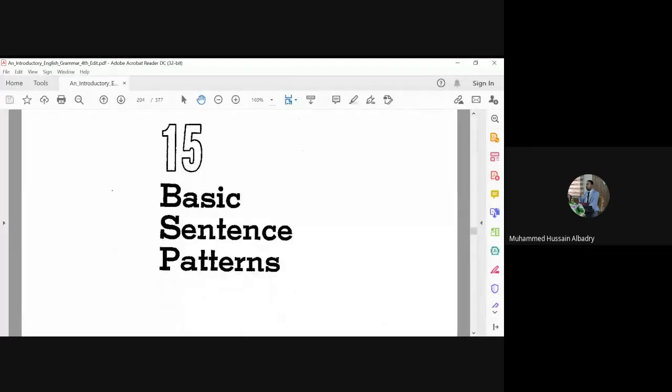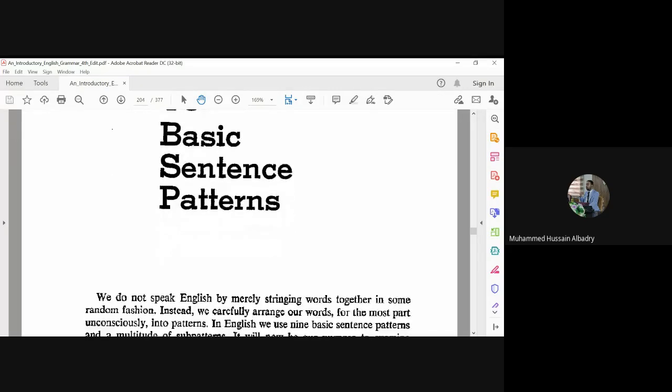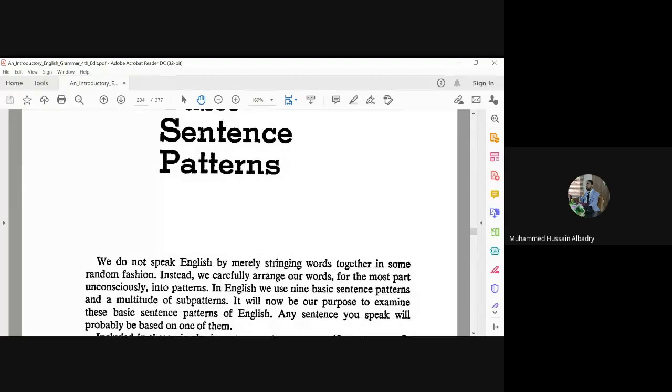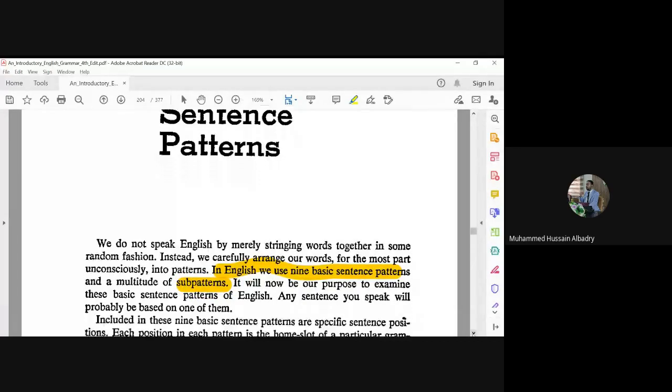We have chapter number 15, basic sentence patterns. At the beginning of this chapter, we have an introduction about patterns in general. You can read it. How many patterns do we have? In English, we have 9 basic sentence patterns, and we also have sub patterns. You will see sub patterns, patterns within patterns.